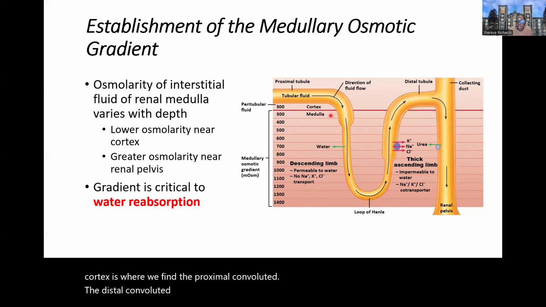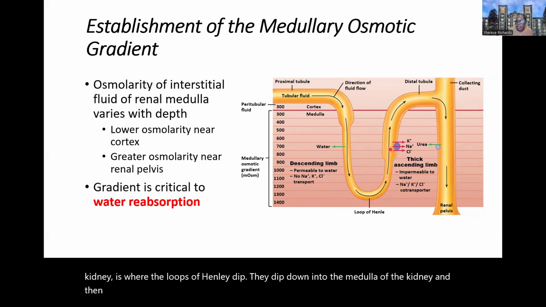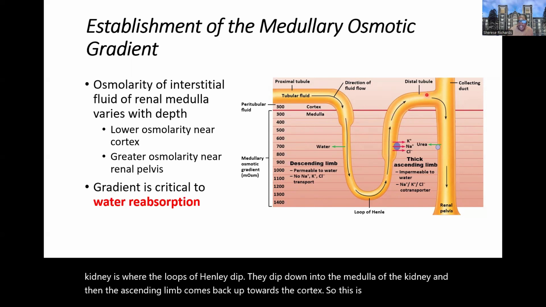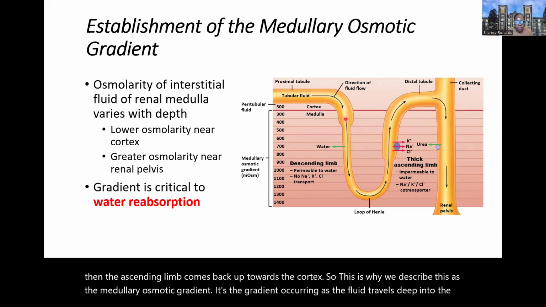The medulla, which is the inner, darker appearing region of the kidney, is where the loops of Henle dip. They dip down into the medulla of the kidney, and then the ascending limb comes back up towards the cortex. So this is why we describe this as the medullary osmotic gradient. It's the gradient occurring as the fluid travels deep into the medulla of the kidney.